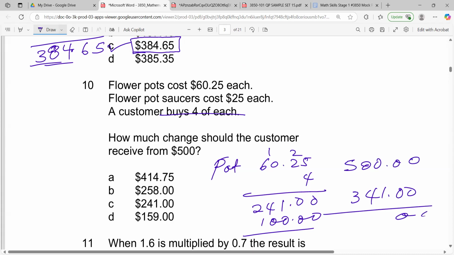Now we take that from 500. 1 from that we can't, so we're going to borrow. Borrow 1, left 9. So this left 9, 5, 3 from the $159. So that would be D.